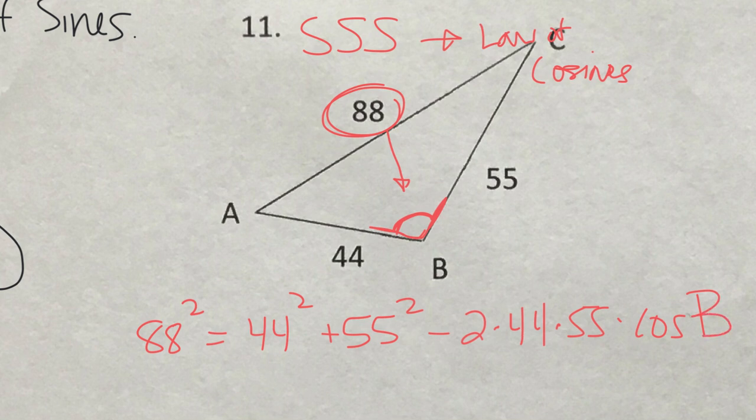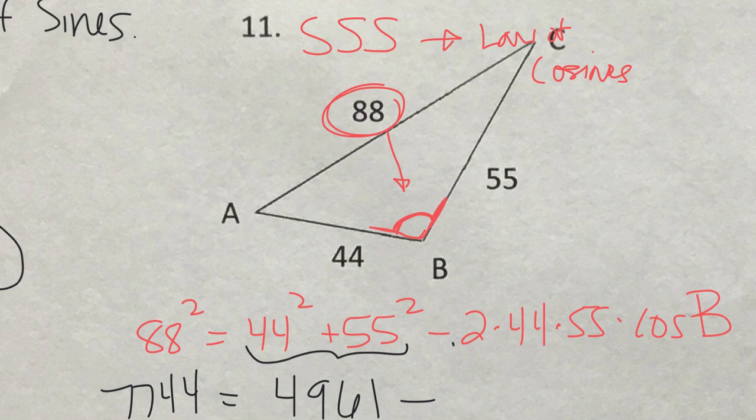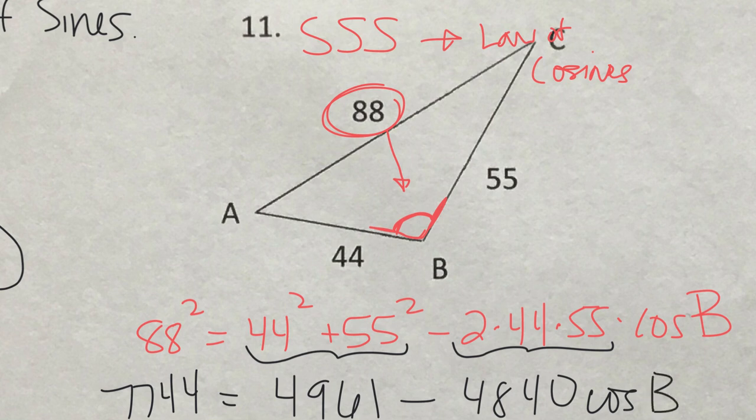Okay, so now we have to do a lot of algebraic simplification. So we start with 88 squared. That's 7744. Now I'm going to square these and add them together at the same time. 44 squared plus 55 squared. That turns out to be 4961. And then I'm going to do 2 times 44 times 55. That's 4840 times the cosine of B. We do our algebraic simplification when we're trying to use the law of cosines to solve for an angle.